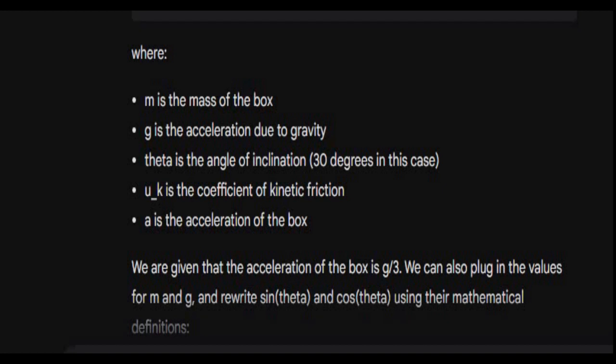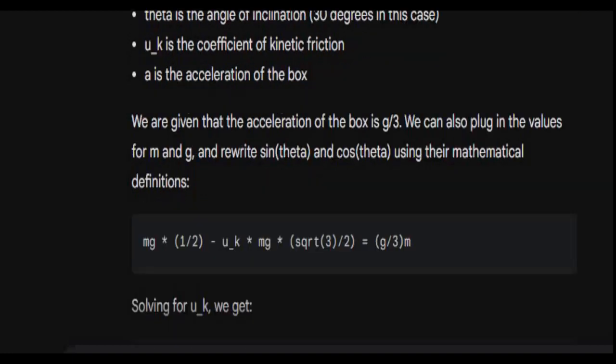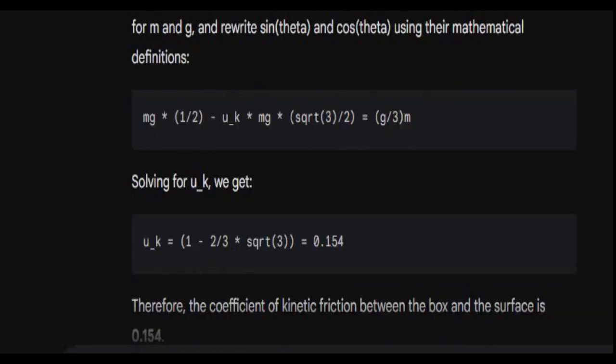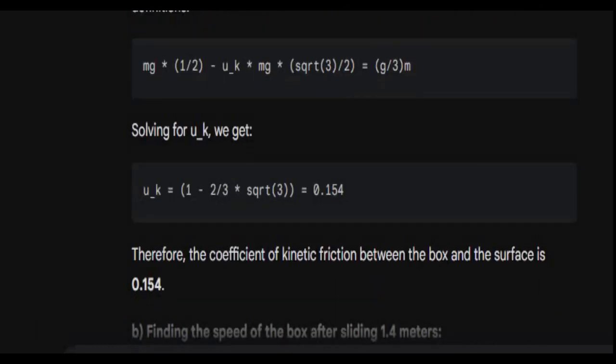We can also plug in the values for m and g, and rewrite sin θ and cos θ using their mathematical definitions. mg/2 − μ_k mg × sqrt(3)/2 = mg/3. Solving for μ_k, we get μ_k = 1/(2 × sqrt(3)) = 0.154. Therefore, the coefficient of kinetic friction between the box and the surface is 0.154.